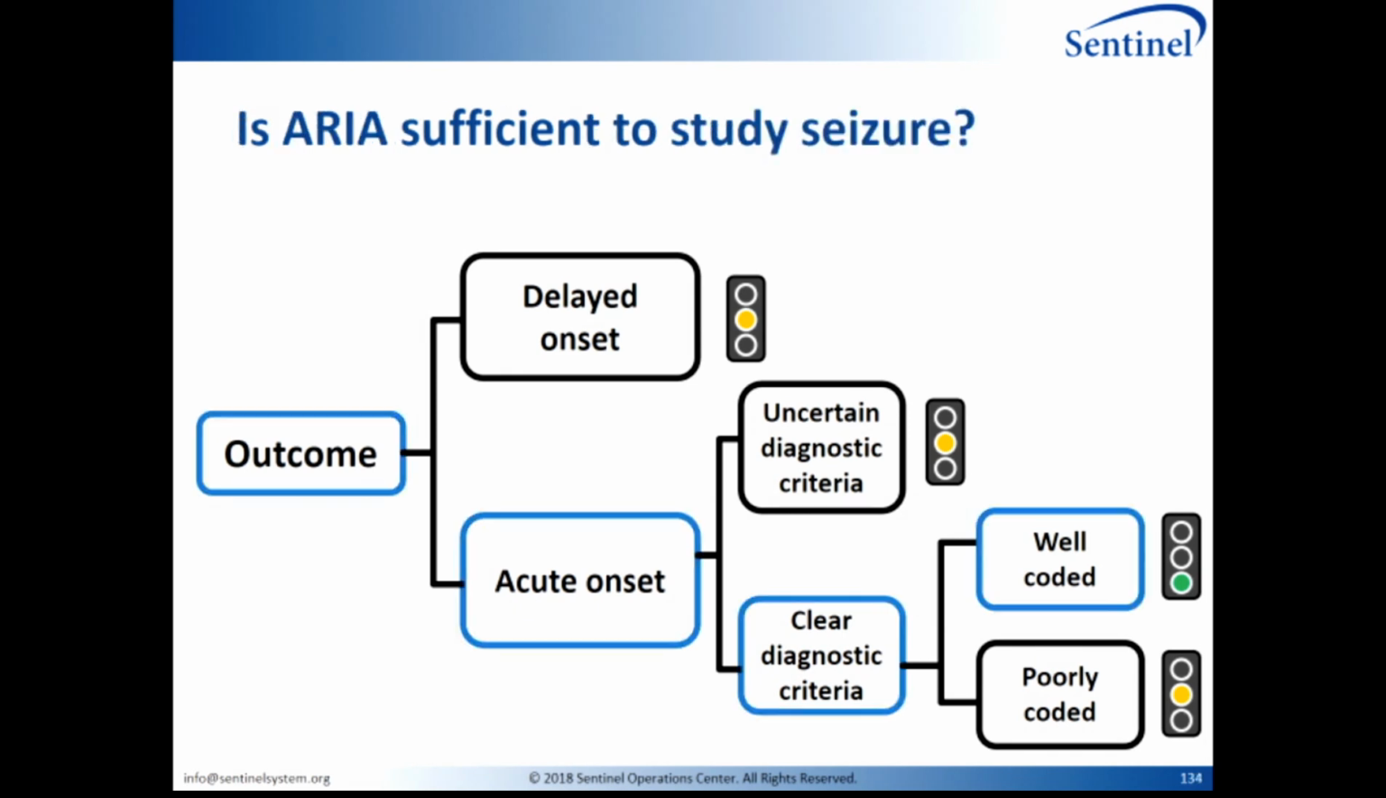So in this case, the seizure outcome, which we chose, is sufficient because it's acute onset, there are clear diagnostic criteria, and it's well coded. So we believe that we can be certain anybody having the codes that we identified actually had a seizure.